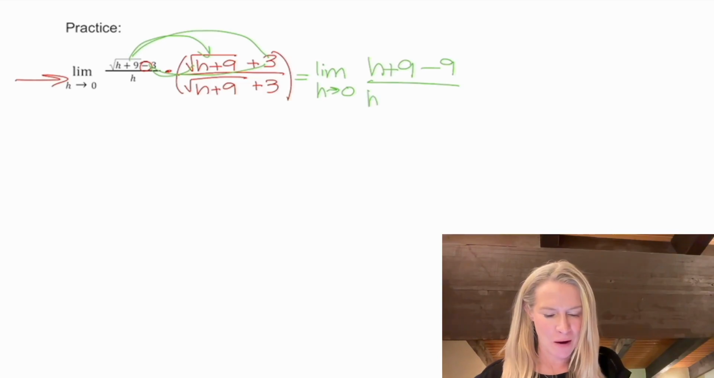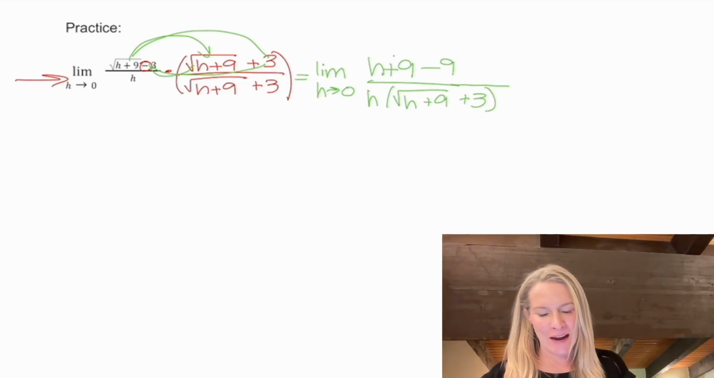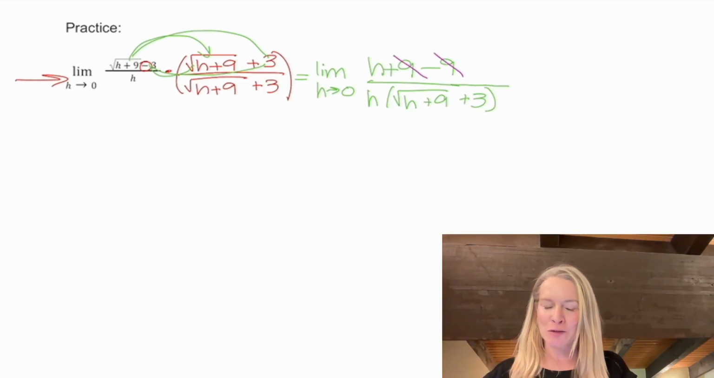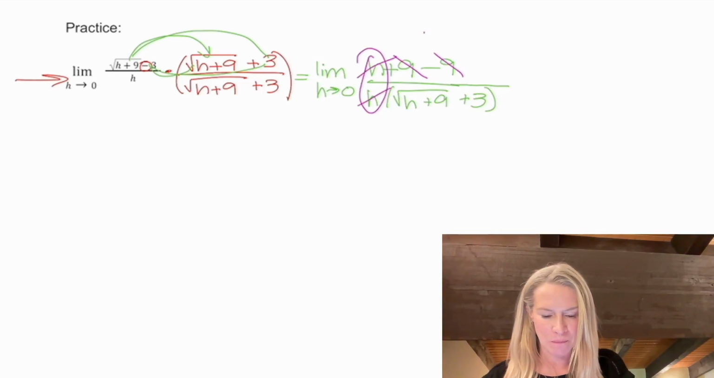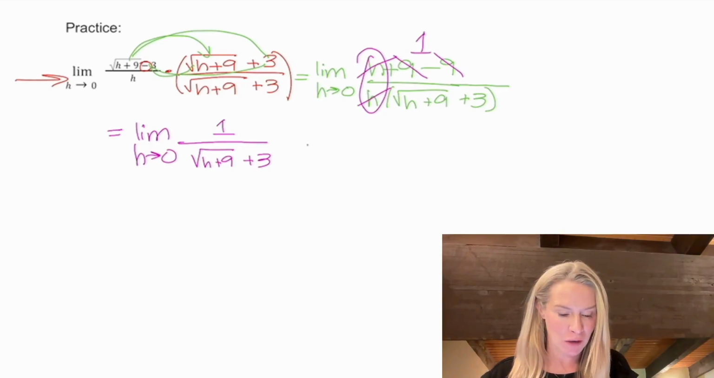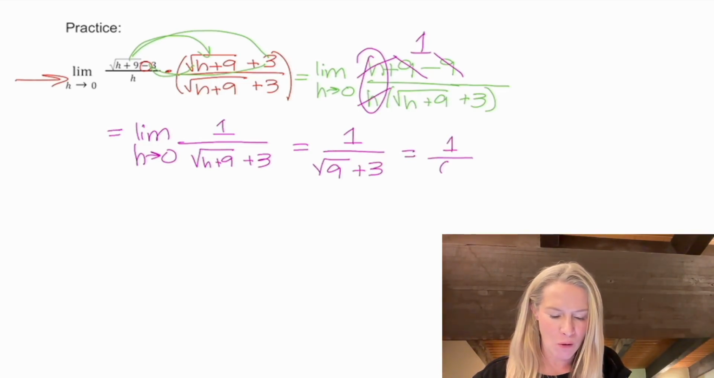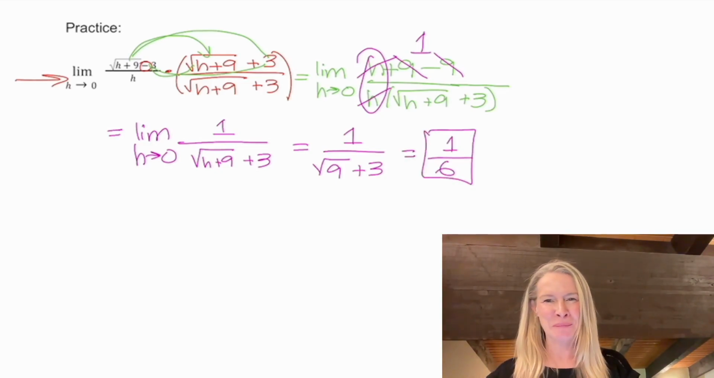And in the denominator, I'm going to leave it just as it was. Of course, 9 minus 9 add up to 0. I also see I have an h over h, which reduces to 1. And now, if we plug in that 0 for h, we do our direct substitution, we get 1 over 0 plus 9, so root 9 plus 3. Well, root 9 is just 3, so this is 1 over 3 plus 3, or 1/6.